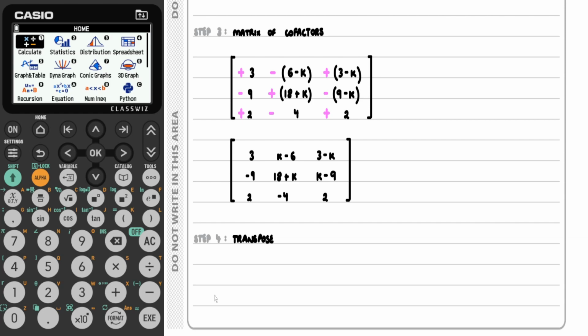Our next step is to transpose this. What that means is we need to swap the rows and columns. So the first column would become our first row. So we have 3, negative 9, 2. The second column would become our second row. So we've got k subtract 6, 18 plus k, negative 4. And the third column would become our third row. So we have 3 subtract k, k subtract 9, 2.